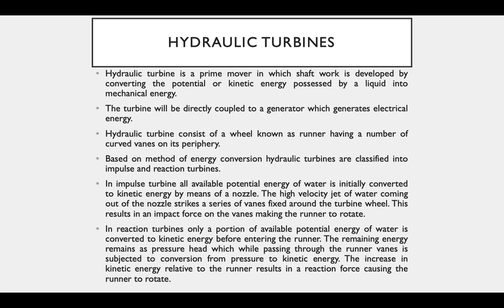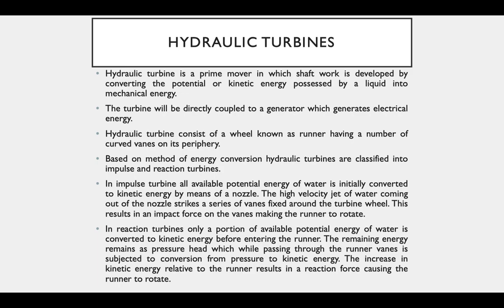Now the water will be stored in large reservoirs known as dams. From the dam, water will be flowing through large pipes known as penstocks. During the flow, the potential energy of the water will be converted to kinetic energy, and the fluid that possesses high kinetic energy comes and hits the turbine blades, where this kinetic energy is converted to mechanical energy. The turbine will be directly coupled to a generator which generates electrical energy. Hydraulic turbine consists of a wheel known as a runner having a number of curved vanes on its periphery. Based on the method of energy conversion, hydraulic turbines are classified into impulse turbines and reaction turbines.